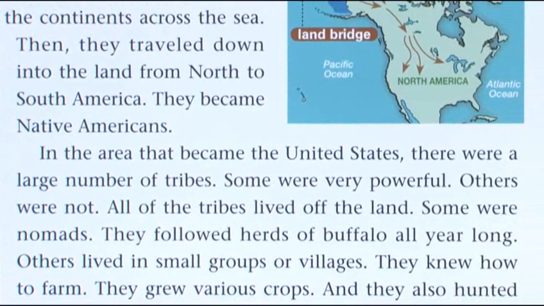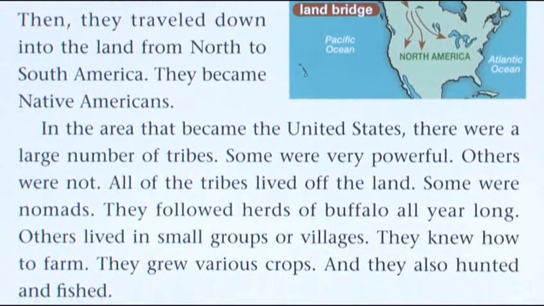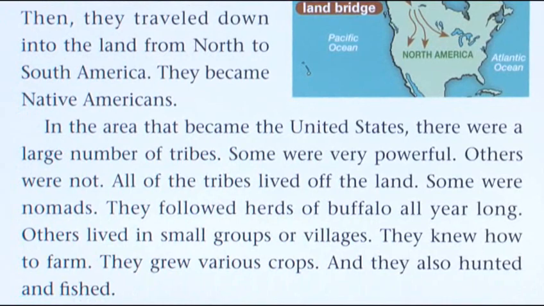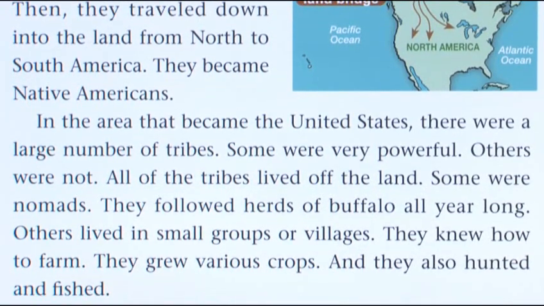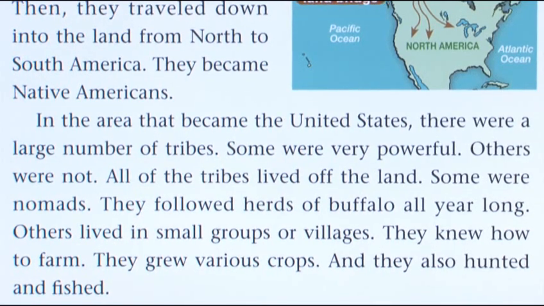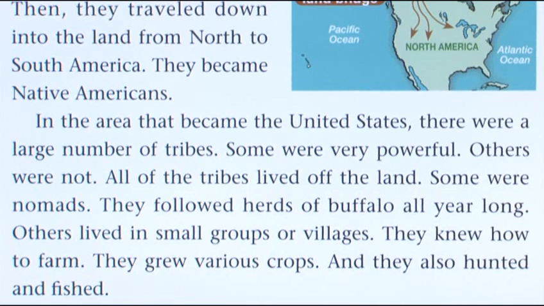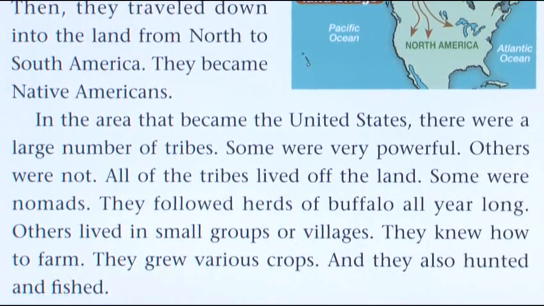In the area that became the United States, there were a large number of tribes. Some were very powerful. Others were not. All of the tribes lived off the land. Some were nomads. They followed herds of buffalo all year long. Others lived in small groups or villages. They knew how to farm. They grew various crops, and they also hunted and fished.